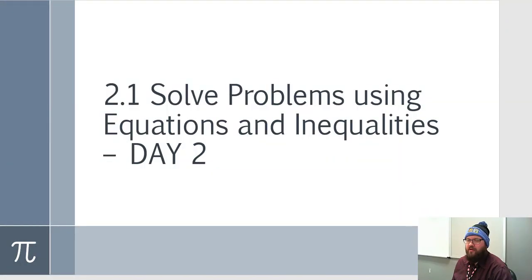Alright guys, so we're going to start out with 2.1, solving problems and equations for day 2. Now we're not going into inequalities yet, we're still doing equations. This time, instead of having a point to test, we're going to just use the two equations to solve. Okay? So we'll move forward to see how this plays out.